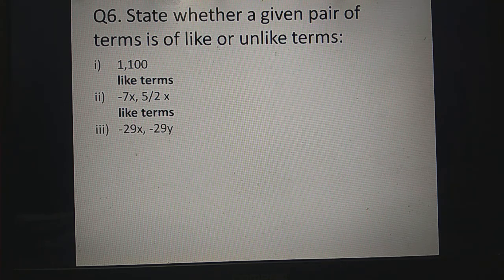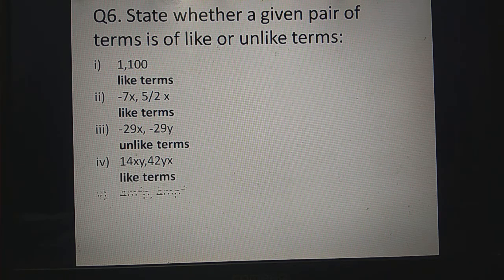In the next one, the numerical coefficient is same, but you can see first term is having x, second term is having y. Variable is not same. Basically, to treat terms as like, you have to check the variable. Because variables are not same, you will say unlike terms. Next, here you can see in the first term numerical coefficient is 14. The second term numerical coefficient is 42. But both the terms are having one x and one y. Because the variables are same, they are like terms.